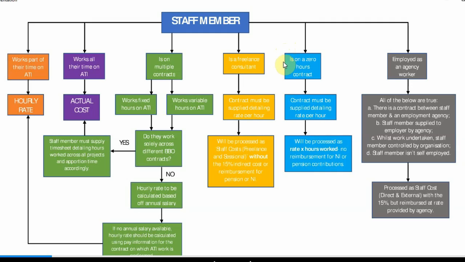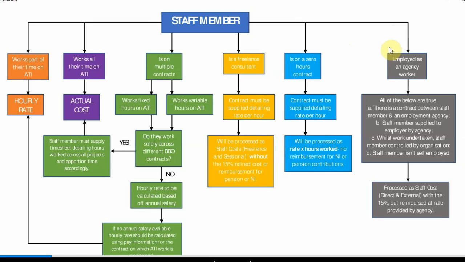You can also work on a 0 hours contract on ATI. You must supply the contract detailing rate per hour. We will process them as rate times hours worked with no reimbursement for NI or pension contributions. They do, however, get the 15% indirect cost.